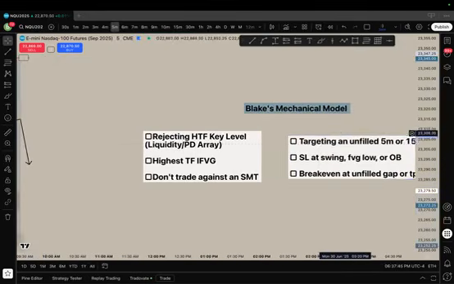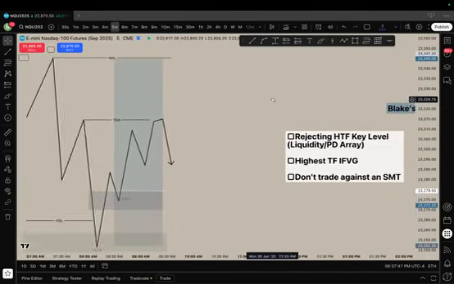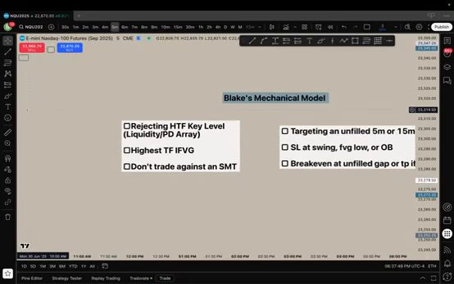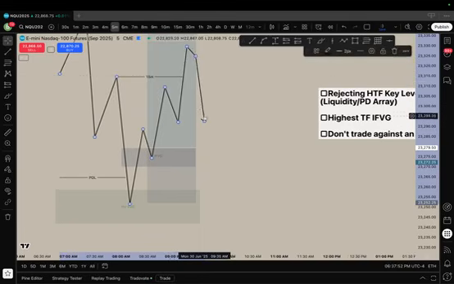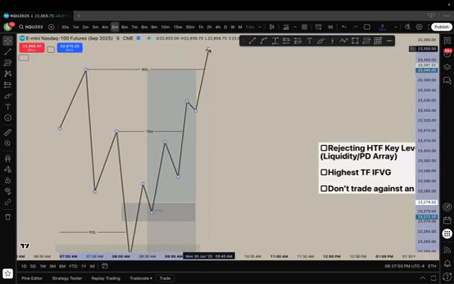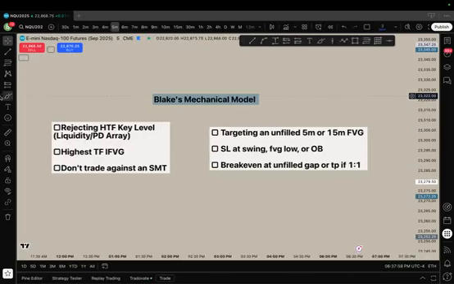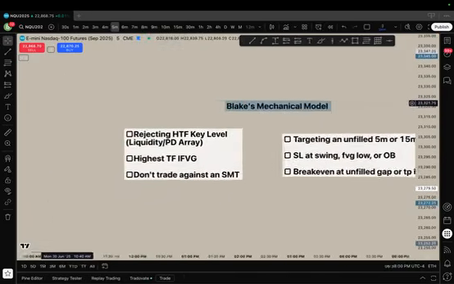And then I'm going to target that unfilled 5 minute or 15 minute. This is, in this case, an unfilled 15 minute. And then my stop loss at the swing, fair value gap low or OB. Okay, so what is a fair value gap low? I'll show you what that looks like, and I'll show you what an OB looks like. So break even at unfilled gap, stop loss at swings, right?